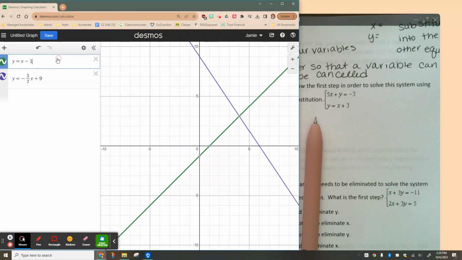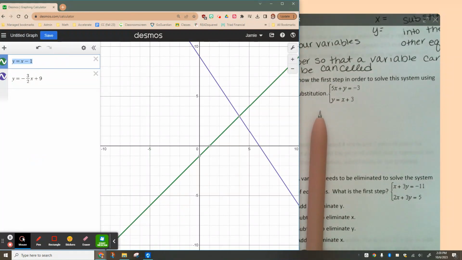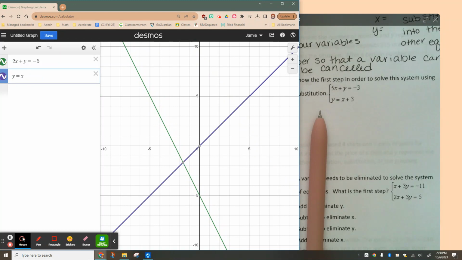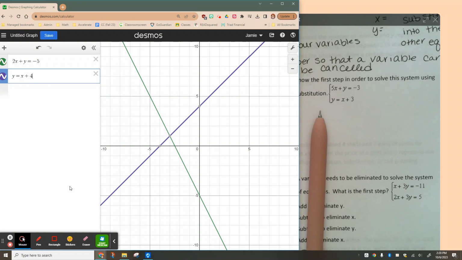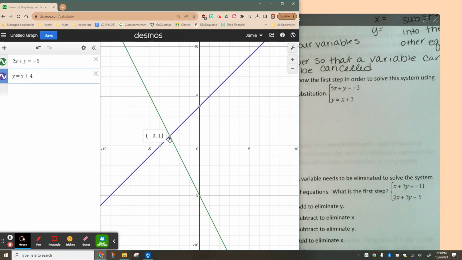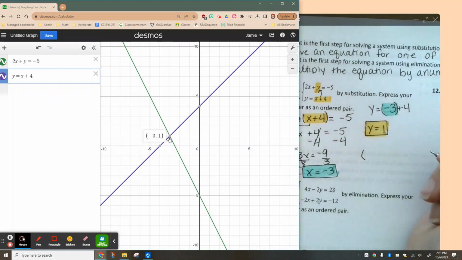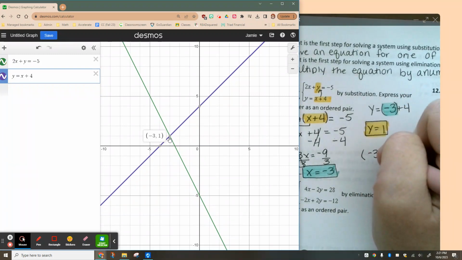So when we come here, you can always verify your answers with Desmos. We have 2x plus y equals negative 5. And then over here, we're going to have y equals x plus 4. And this is their point of intersection, negative 3, 1, which is what we got. We had x is negative 3. X is negative 3. Y is 1. We need our solution as an ordered pair. So that is negative 3, 1.